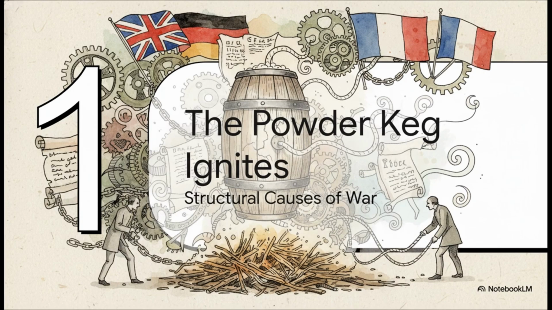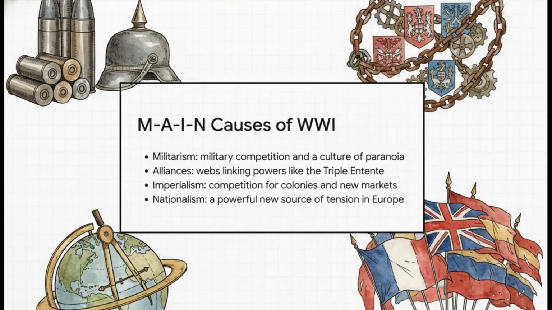Okay, Section 1, the powder keg ignites, the structural causes of a global conflict. To understand how the entire world went to war, we really have to look at the incredibly complex structural forces that were building up for decades. You know, the era leading up to the war was defined by a totally toxic balance of power. It's often remembered by the acronym MAIN.